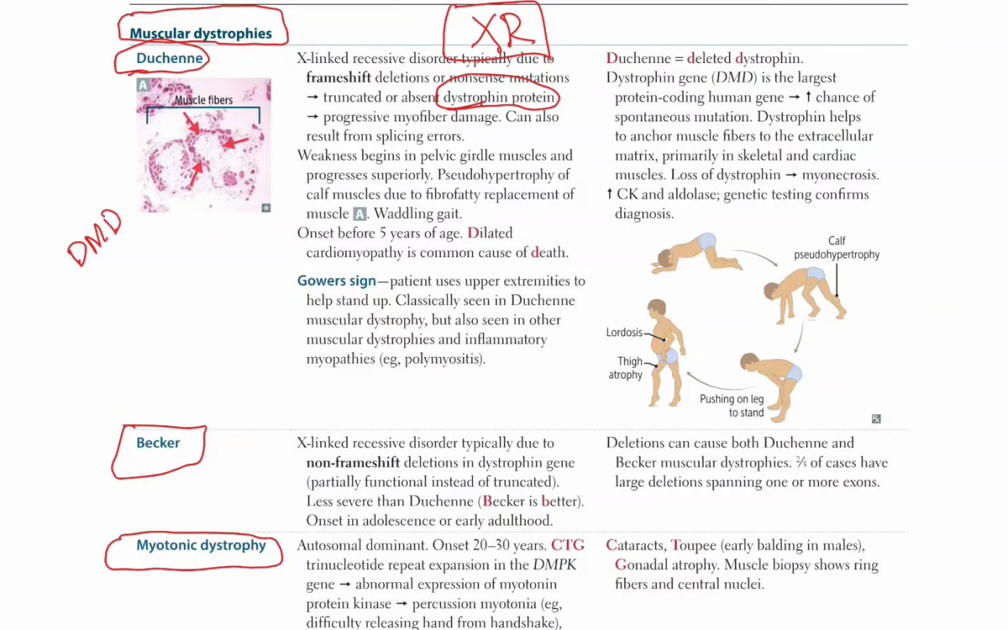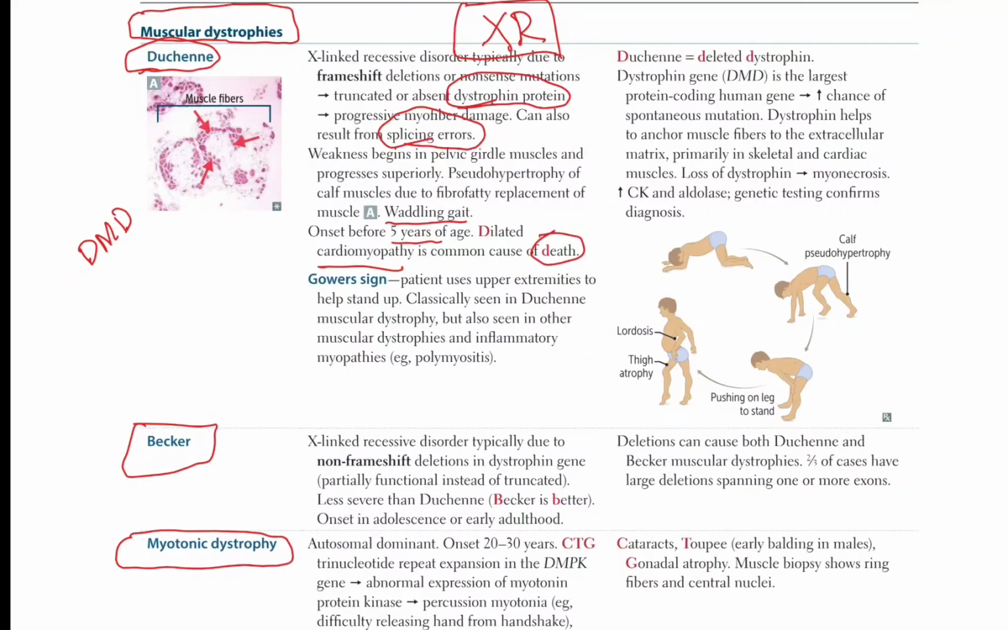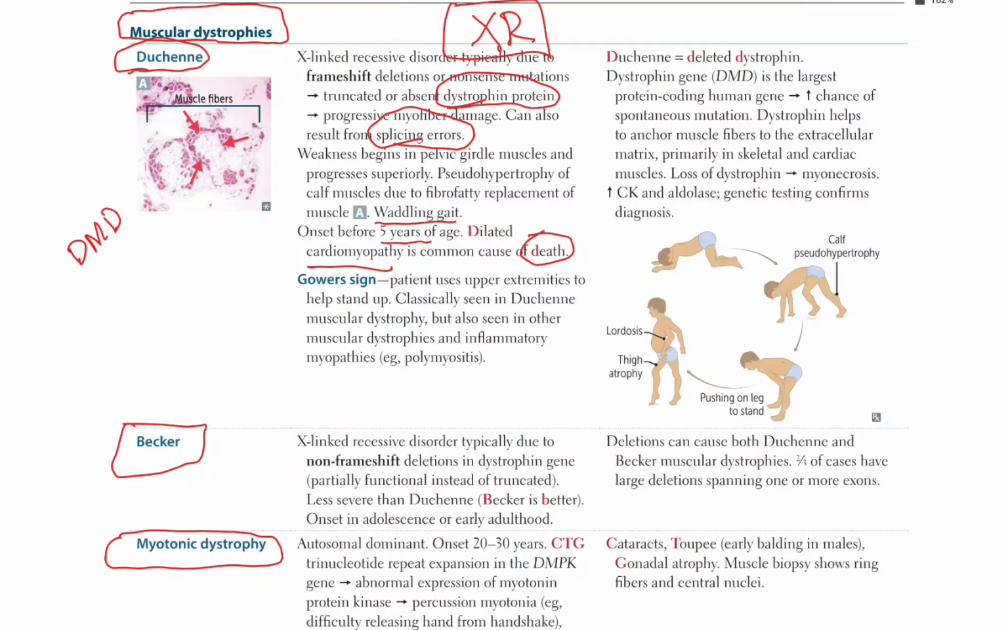Progressive myofiber damage can also result from splicing errors. Weakness begins in the pelvic girdle muscles, with progressive pseudohypertrophy of the calf muscles due to fibrofatty replacement of muscle. So the patient presents with a waddling gait. Onset is before 5 years of age. Dilated cardiomyopathy is a common cause of death in Duchenne muscular dystrophy. Gower sign is also present.